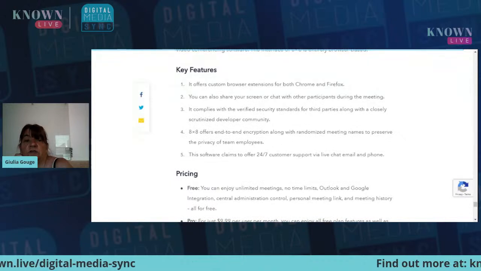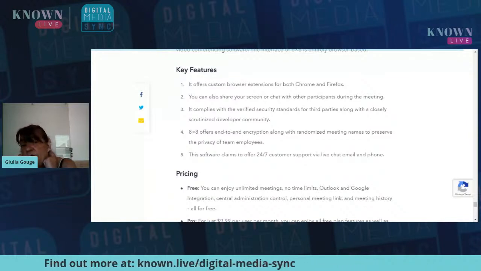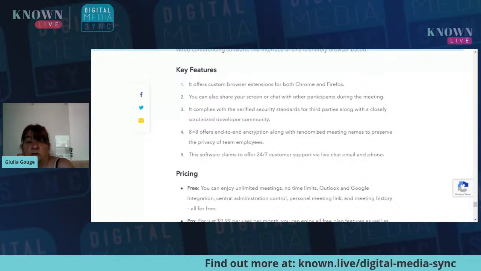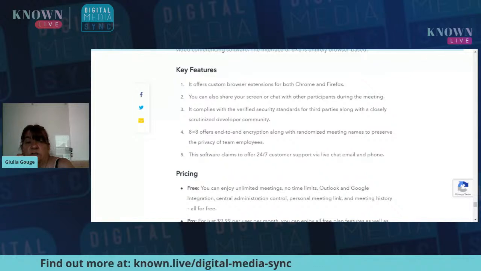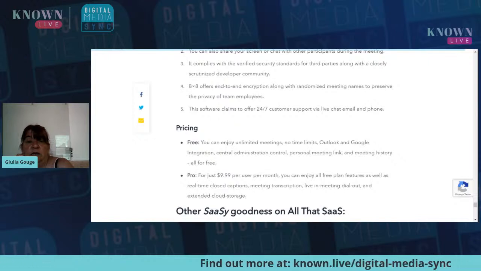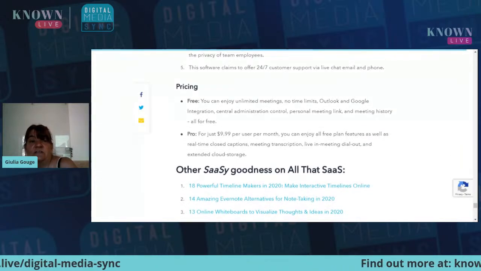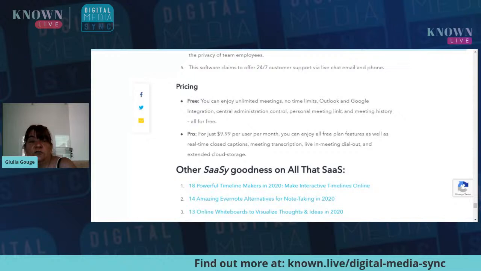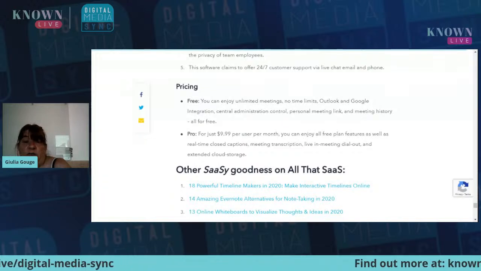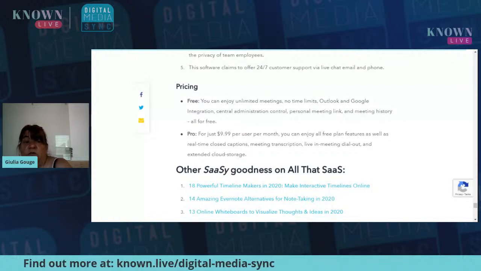So the key features: it offers custom browser extensions for both Chrome and Firefox. You can share your screen or chat with other participants during the meeting. It complies with the verified security standards for third parties. Along with a closely scrutinized developer community, 8x8 offers end-to-end encryption along with randomizing meeting names to preserve the privacy of team employees. And it's interesting how in number 5, it says this software claims to offer 24/7 customer support via live chat, email, and phone. And that's huge. With any kind of platform or software, I want to have that live chat available to me.